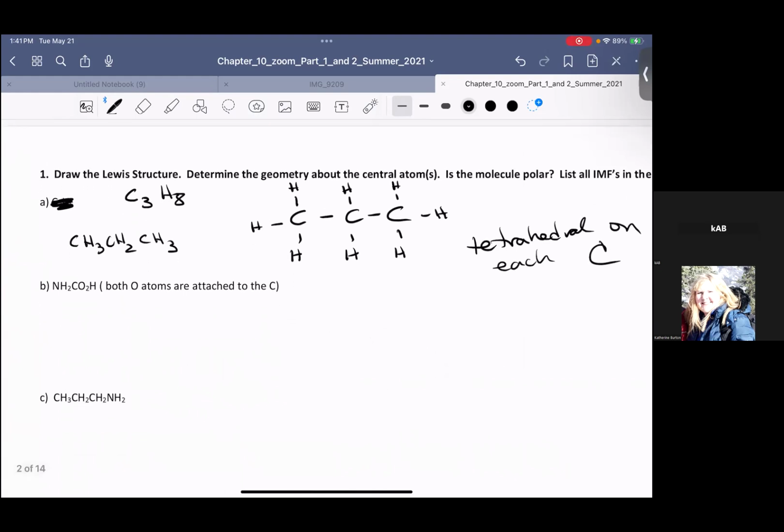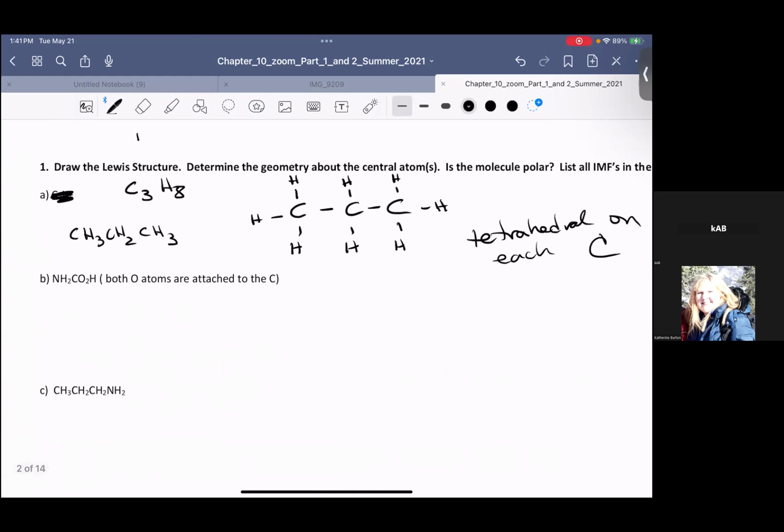With a note, and this is really, really important, hydrocarbons are nonpolar. If your compound contains hydrogen and carbon only, it is inherently nonpolar. There is not a big enough difference between the electronegativity of hydrogen and carbon to give us polarity. So note, hydrocarbons are nonpolar. All right, let's go to the next one.